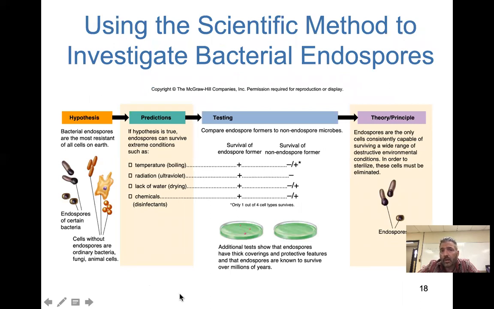So they'll talk about using the scientific method to investigate bacterial endospores. You guys can read up on that, and we'll revisit that too. The hypothesis was this should be able to kill it, but they found out that no, it can't.